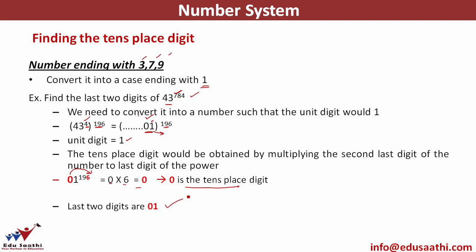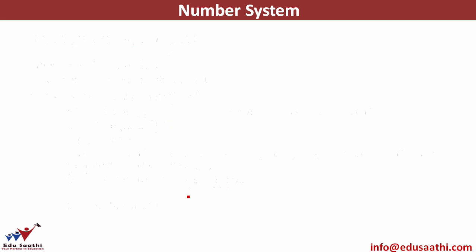So if a number ends with 3, 7 or 9, I will try to convert it into a case that ends with 1 by splitting up the powers such that the internal power when solved gives me 1 at the end, and for that power also I will only keep the last two digits. I would not find 43 raised to power 4 exactly. I would only need the last two digits of 43 raised to power 4.